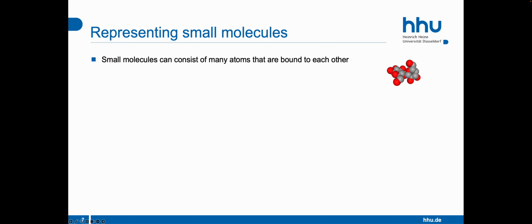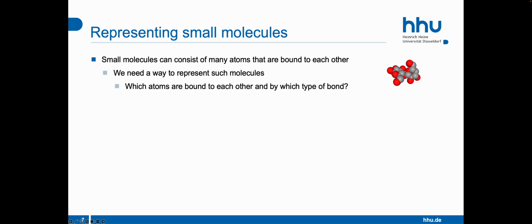So far, we have only seen very simple small molecules consisting of at most 3 atoms. However, in many small molecules, we have many more atoms that are bound to each other, such as in the image on this slide. So we need a way to represent the structure of small molecules. This means if we have a small molecule we want to encode, which of the atoms in our small molecule have covalent bonds between each other and what type of covalent bonds do we have? Do we have single, double, or triple bonds?